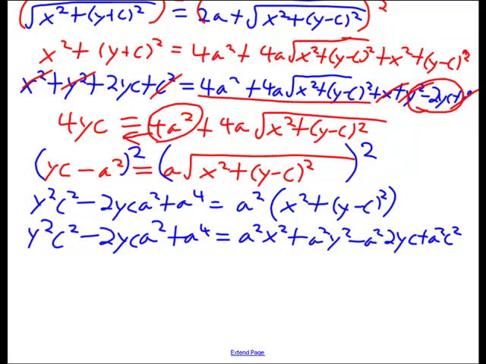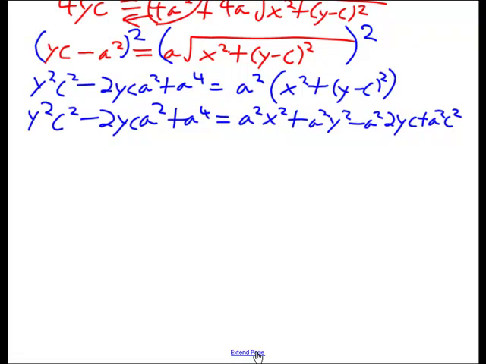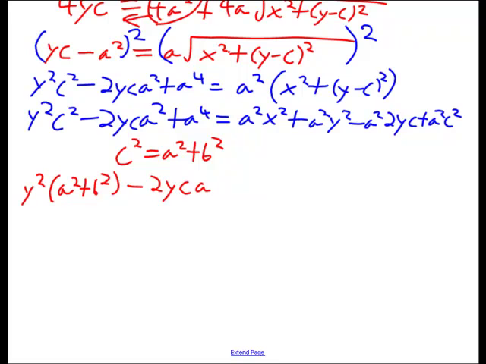Now we're getting another pretty lengthy expression, but at this point let's make the substitution that c squared is equal to a squared plus b squared, which is how we define c. So by doing that, I'll get y squared times a squared plus b squared minus 2yc a squared plus a to the fourth equal to a squared x squared plus a squared y squared minus a squared 2yc plus a squared times a squared plus b squared.